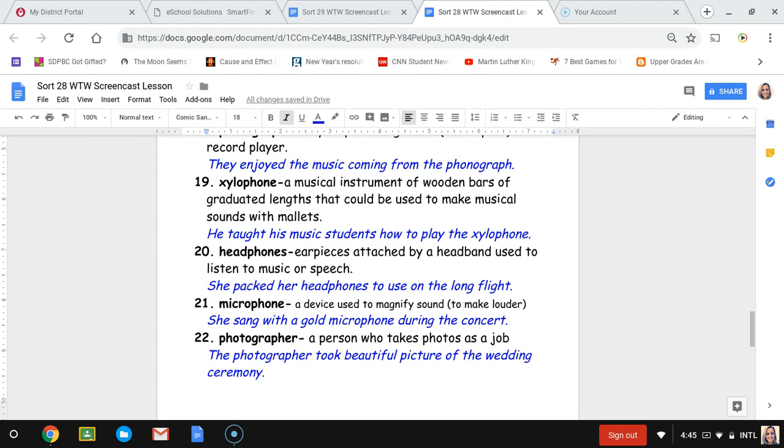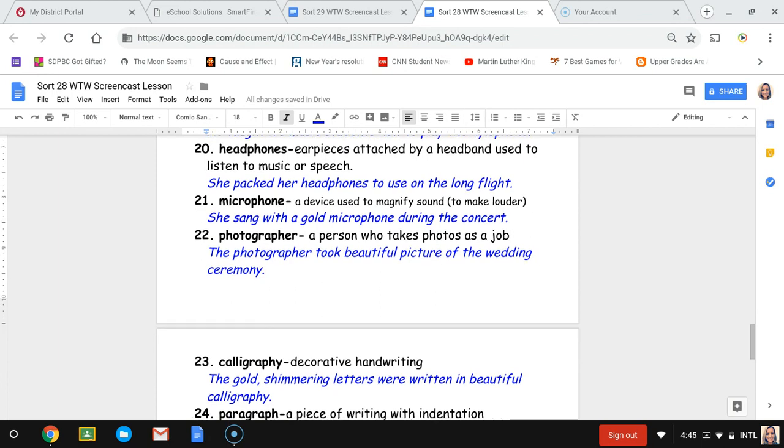Number 22, photographer. Photographer is a person who takes photos as a part of their job. So the sentence that I have for photographer is, the photographer took beautiful pictures. Let me fix that. Pictures of the wedding ceremony.